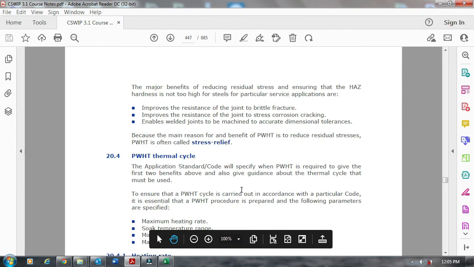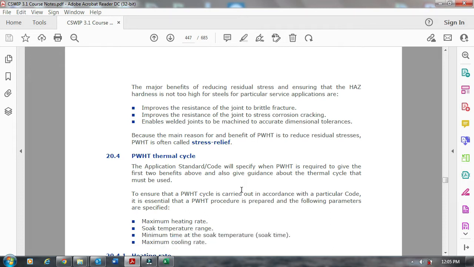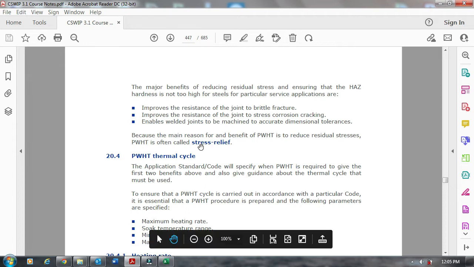The major benefits are reducing the residual stress and ensuring that the hardness is not too high for steel in particular service applications, improving the resistance of the joint to brittle fracture, improving the resistance of the joint to stress corrosion cracking, and enabling the welded joint to be machined to accurate dimensional tolerance. If there is any such requirement, for example in equipment and machinery, PWHT is usually done first, and then it is very easy to do the machining. Because the main benefit of PWHT is to reduce the residual stress, PWHT is often called stress relieving also.